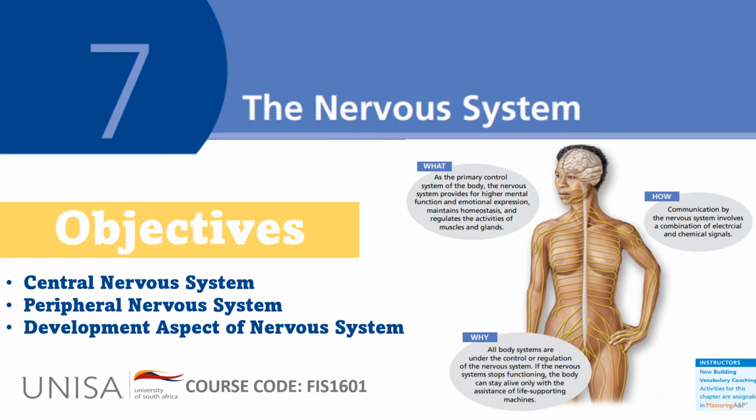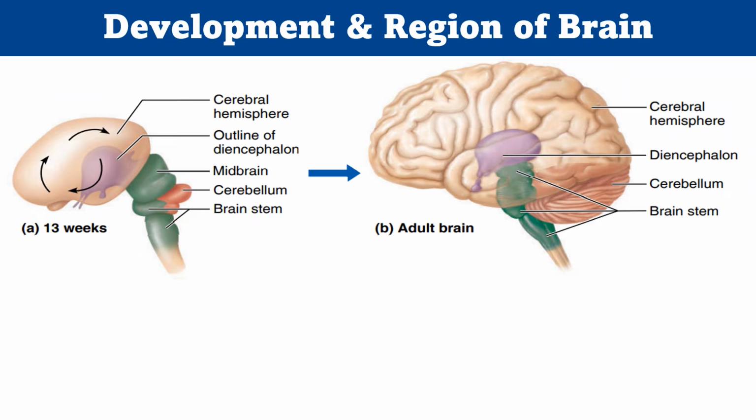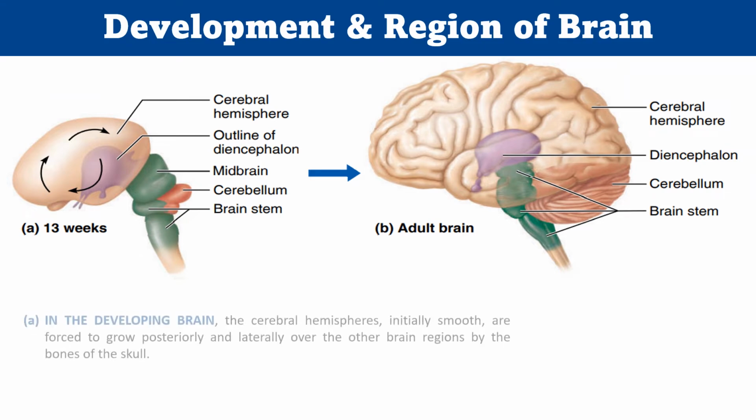Welcome to Sciencera. In this video, we're going to discuss the nervous system, chapter number 7. Development and regions of the brain.